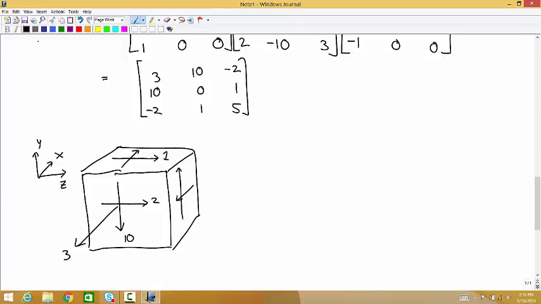And then on the z face, we've already drawn the one in the x direction, in the negative x direction. We've already drawn the one in the y direction, and then we have 1 coming out of the face with a magnitude of 5.